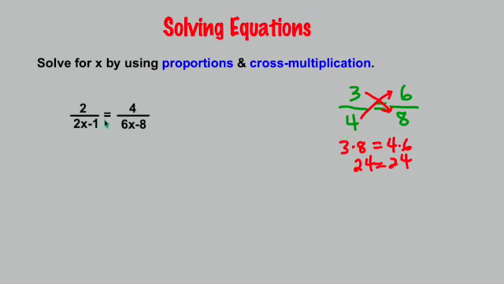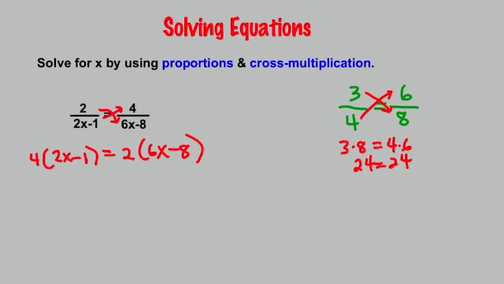So how would that work here? Well, we're going to take 4 times 2x minus 1. So I'm going to write 4 and then parentheses 2x minus 1. And I do that because I have to multiply 4 times both things. And same thing on the other side. I'm going to take 2 and multiply it by 6x minus 8.